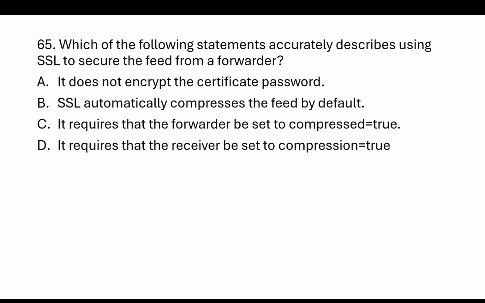Question number 65. Which of the following statements accurately describes using SSL to secure the feed from a forwarder? Option A, it does not encrypt the certificate password. Option B, SSL automatically compresses the feed by default. Option C, it requires that the forwarder be set to compress equals true. Option D, it requires that the receiver be set to compression equals true. And the answer is option B, SSL automatically compresses the feed by default.